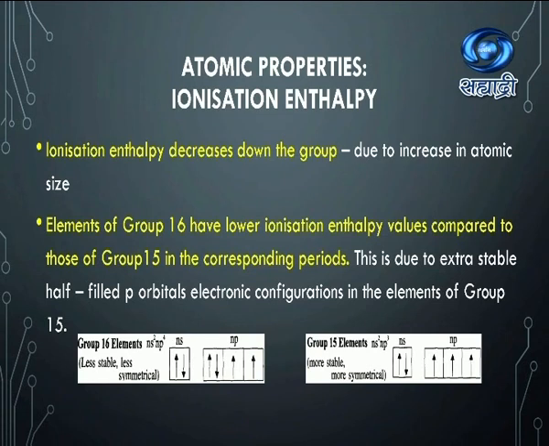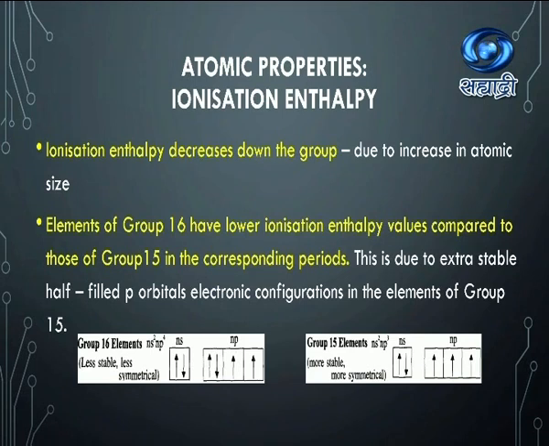Now across the period, if we consider ionization enthalpy, then this point one has to remember. Just go through the electronic configuration of group 16 elements and group 15 elements. For group 15 elements, the outer configuration is ns2np3. In this case you will find that the s orbital is filled completely, and each p orbital contains 1 electron each. So this is a very stable and symmetrical configuration.